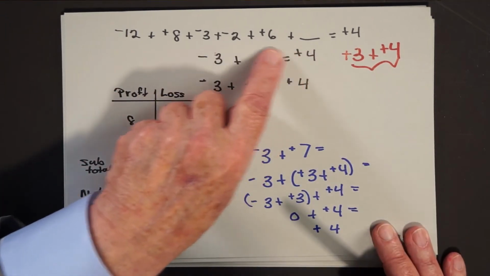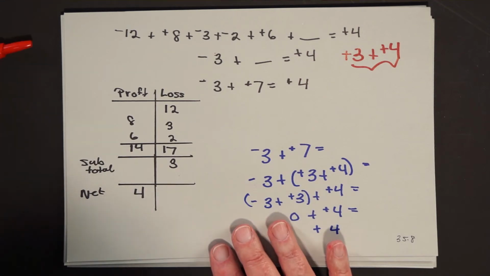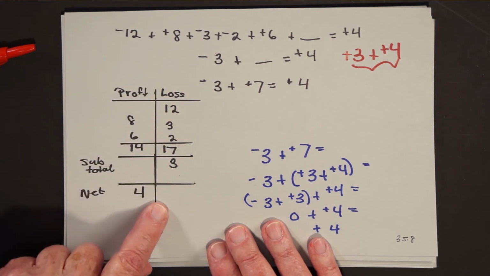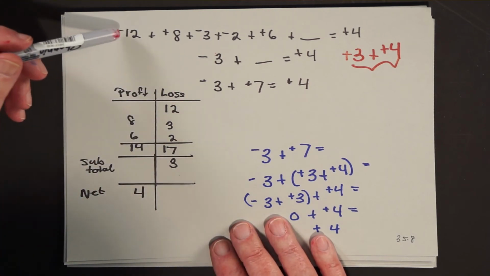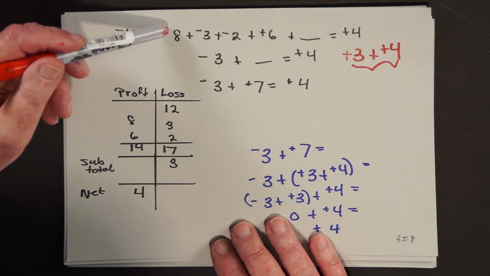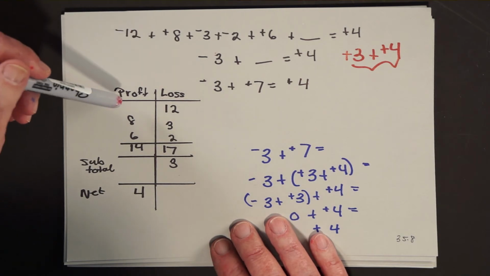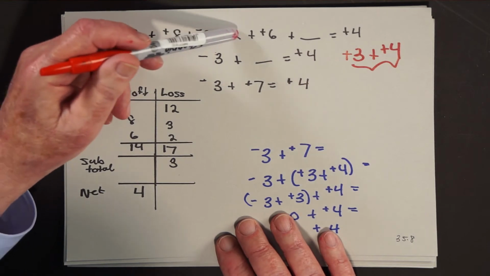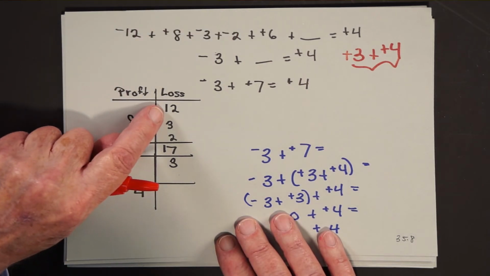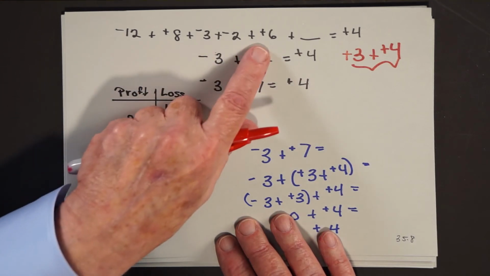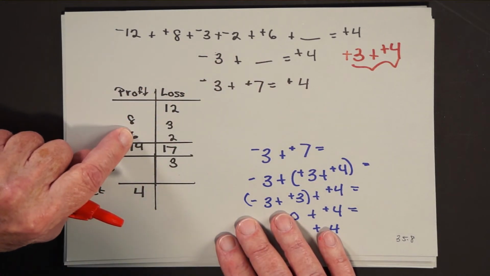And if this is too difficult or complicated to do a running total in your head, take your time and write it out. Any number that's modifying a negative goes into the loss column. If it's modifying positive, it goes into the profit column. So the negative 12, the negative 3, and the negative 2 all go into the loss column as 12, 3, and 2. The positive 8 and the positive 6 both go into the profit column.